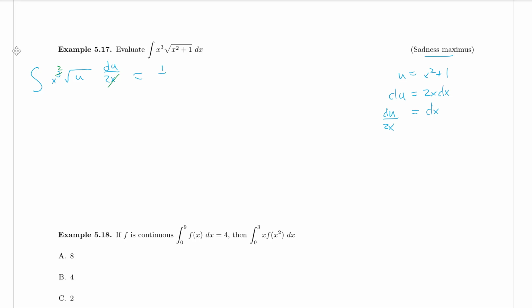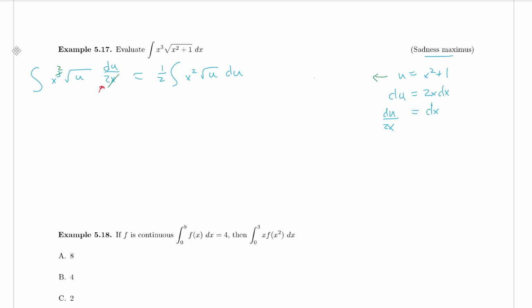So what we have here is I'm going to go ahead and pull out this 2 from that 1/2. So we have an integral of x squared square root of u du. And we didn't eliminate our x right there. So what do we need to do? We need to go look at our substitution and figure out if we can isolate an x squared in here.